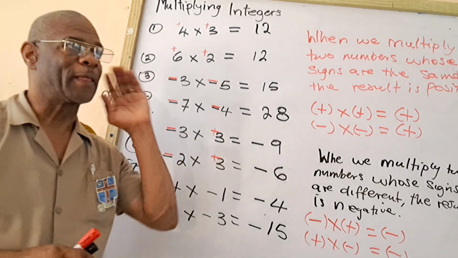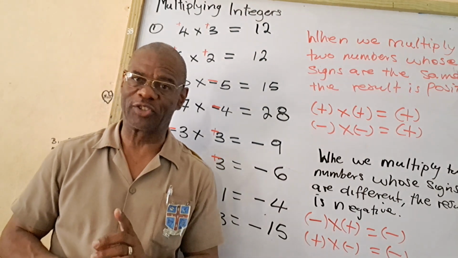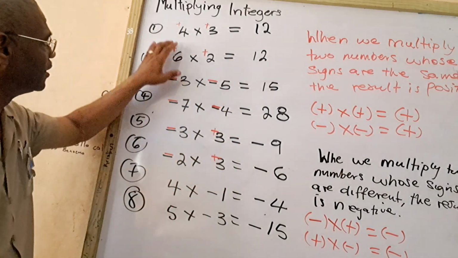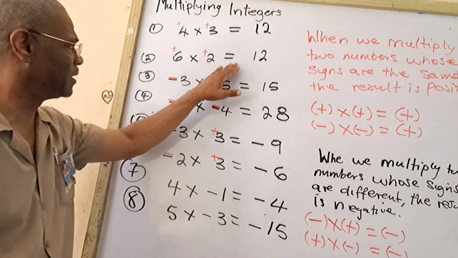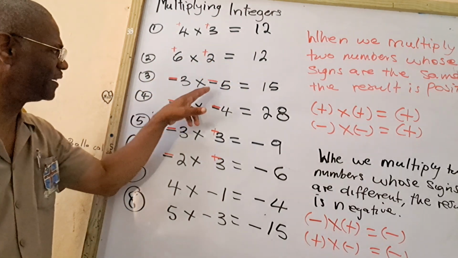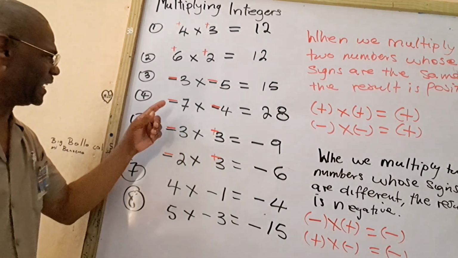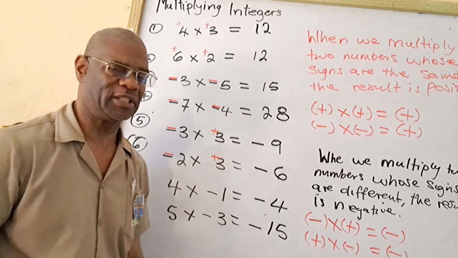So when we're multiplying two numbers whose signs are the same, the result is going to be what? Positive. So look back up top here. Positive times positive is positive, negative times a negative number gives us a positive result. A negative number here times this negative number gives us a positive result.